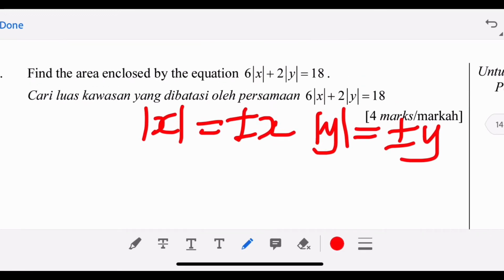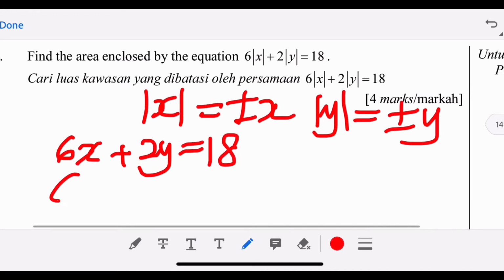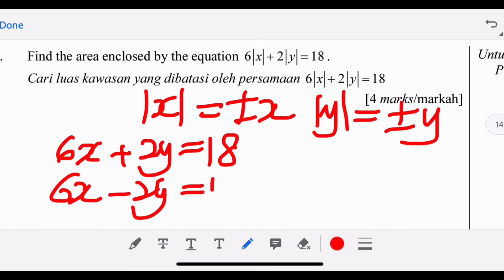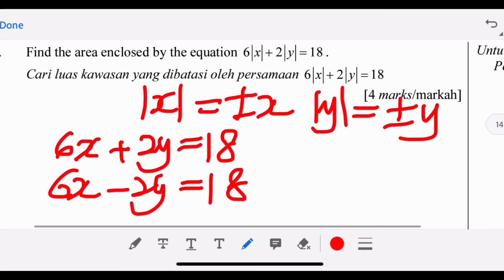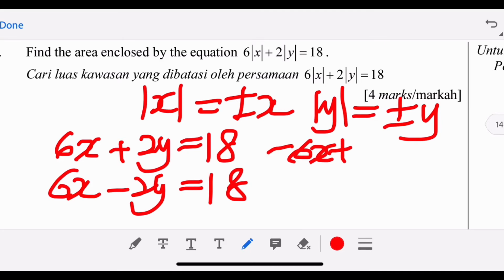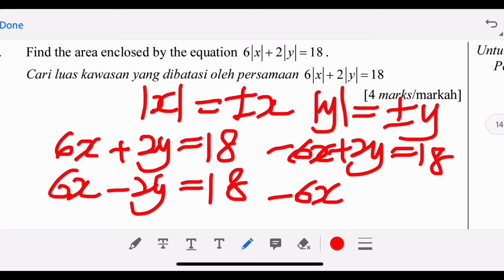Whenever you see modulus x, you have to write plus or minus x. Whenever you see modulus y, you have to write plus or minus y. So this equation can be written in 4 ways. If both are positive, you have 6x + 2y = 18. If one is positive and one negative, you have 6x - 2y = 18. If you have negative x, negative 6x, and positive 2y, you have another equation. And if both are negative, you have negative 6x - 2y = 18.